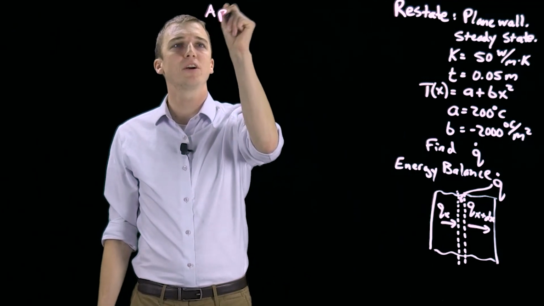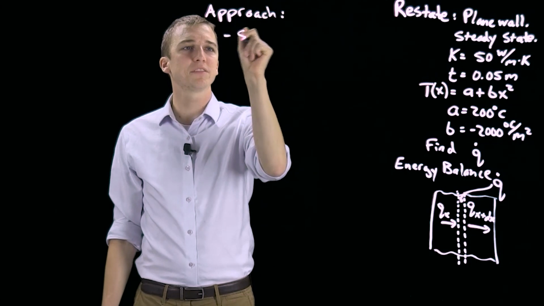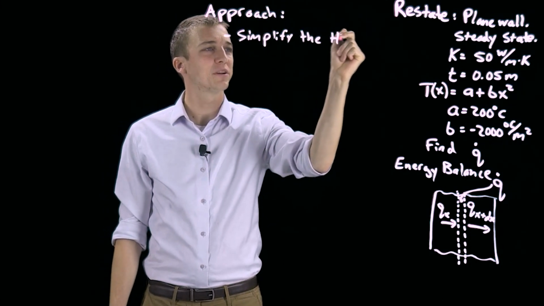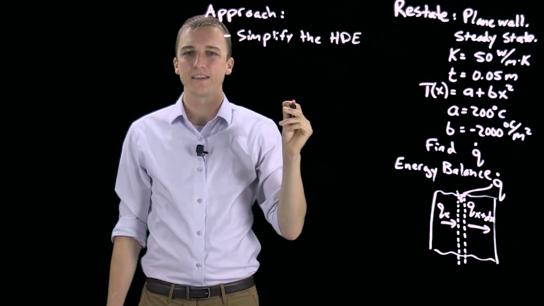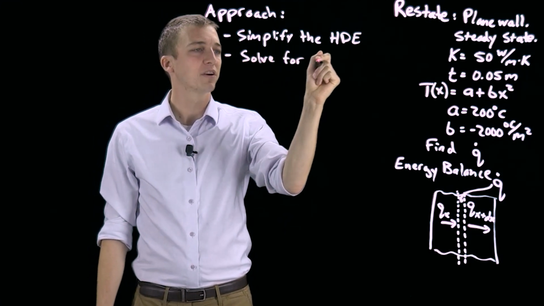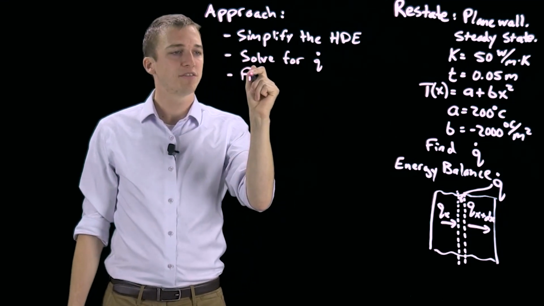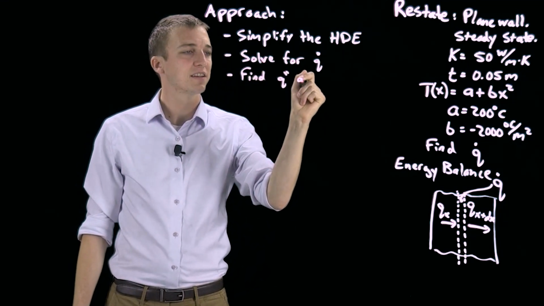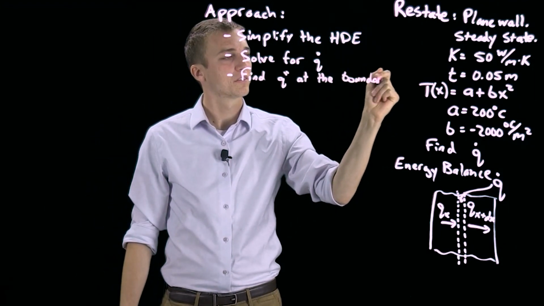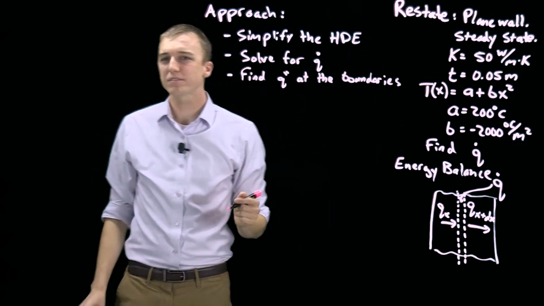So let's list our approach for this problem. We're going to simplify the heat diffusion equation, which I'll always abbreviate as HDE, and then we're going to solve for Q dot. Likewise, they also ask us in this problem to find the heat flux at the boundaries of the wall. Okay, so that's going to be our approach today.